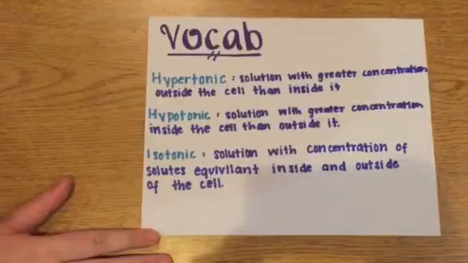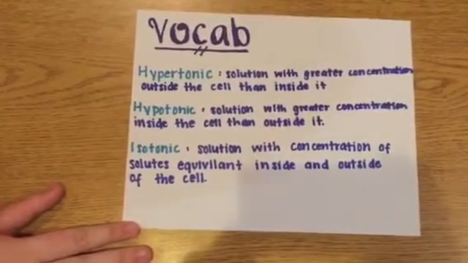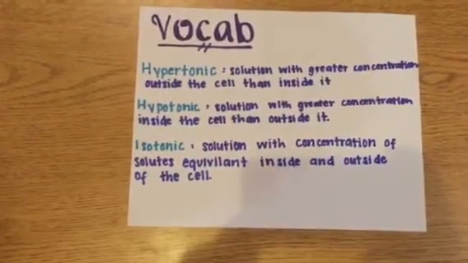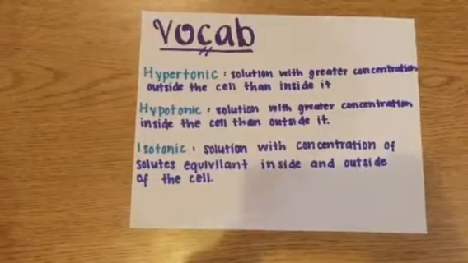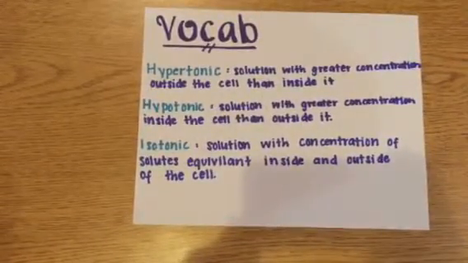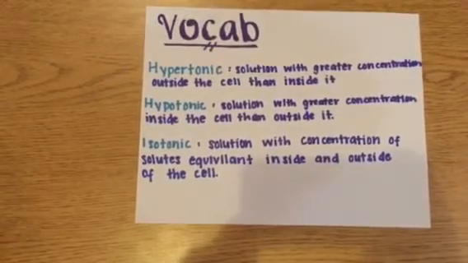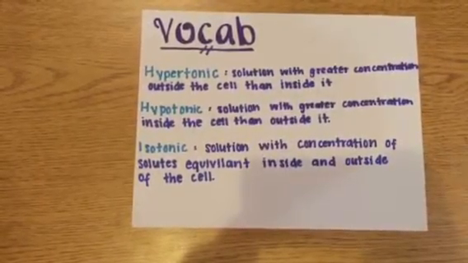Some of the vocab for this unit includes hypertonic, which means a solution with a greater concentration outside of the cell than inside. Hypotonic is the opposite, a solution with greater concentration inside of the cell than outside the cell. Isotonic simply means a solution with a concentration of solute equivalent inside and outside of the cell.